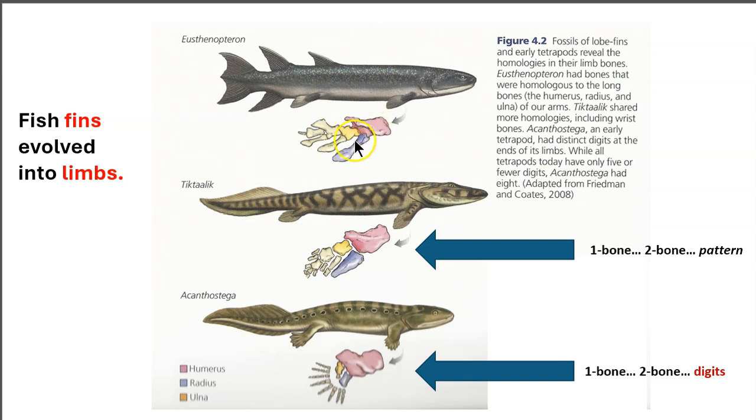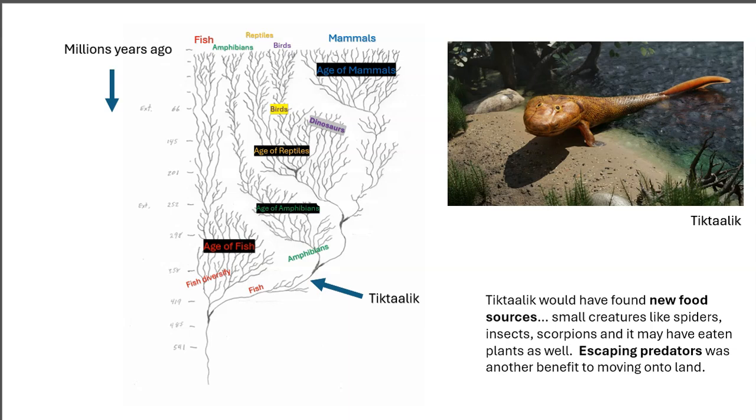In this diagram, we see the transition from fish through Tiktaalik to a primitive amphibian. The fish has bones in its fin here, but if we take a look at the bones in Tiktaalik, we're starting to see that familiar one bone, two bone pattern that we will see in vertebrate limbs. And then down here in the primitive amphibian, we definitely have the one bone, two bone, and now we have the evolution of digits. So this transformation took something like 15 million years, but it gave Tiktaalik new opportunities.